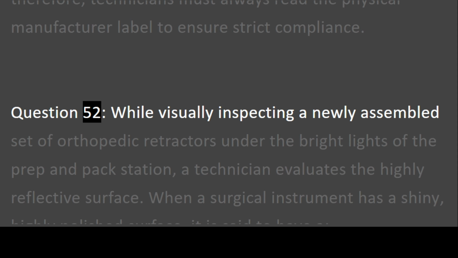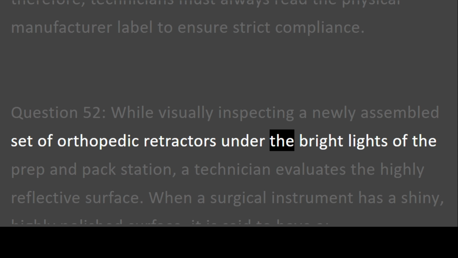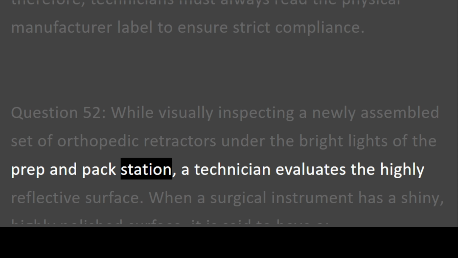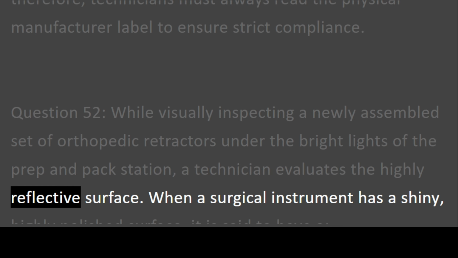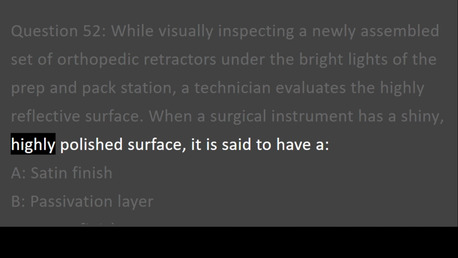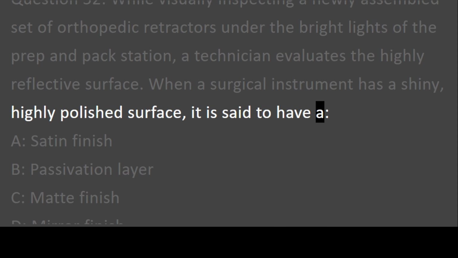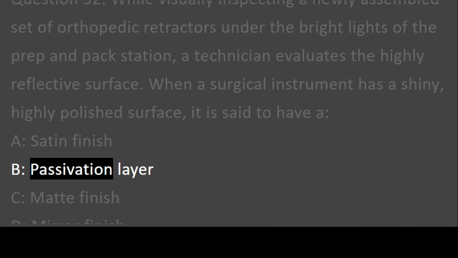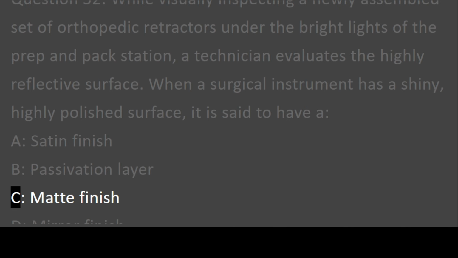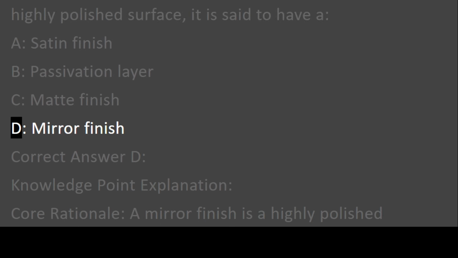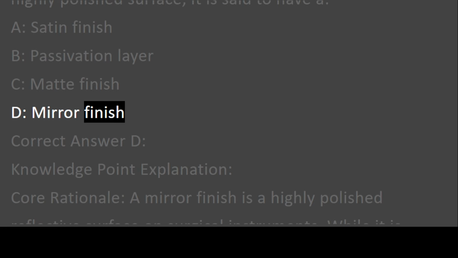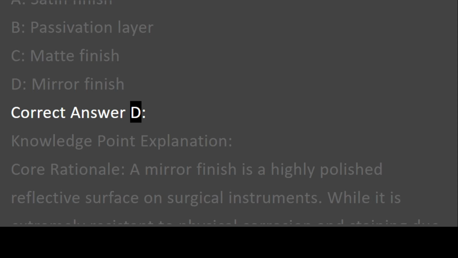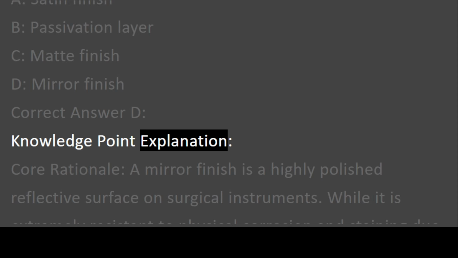Question 52. While visually inspecting a newly assembled set of orthopedic retractors under the bright lights of the prep and pack station, a technician evaluates the highly reflective surface. When a surgical instrument has a shiny, highly polished surface, it is said to have A. Satin finish. B. Passivation layer. C. Matte finish. D. Mirror finish. Correct answer D.